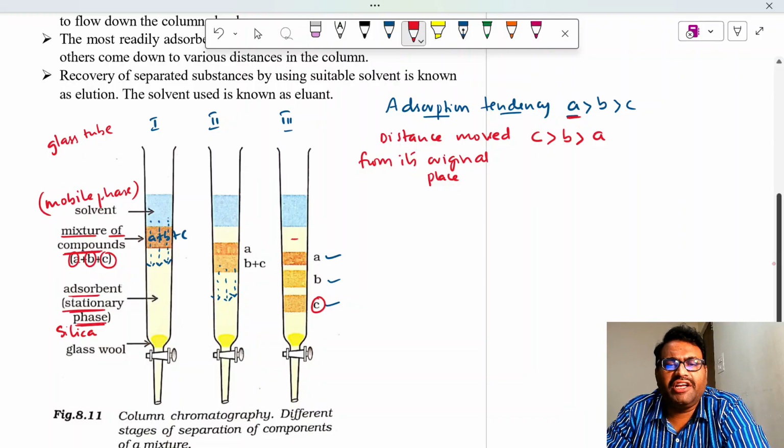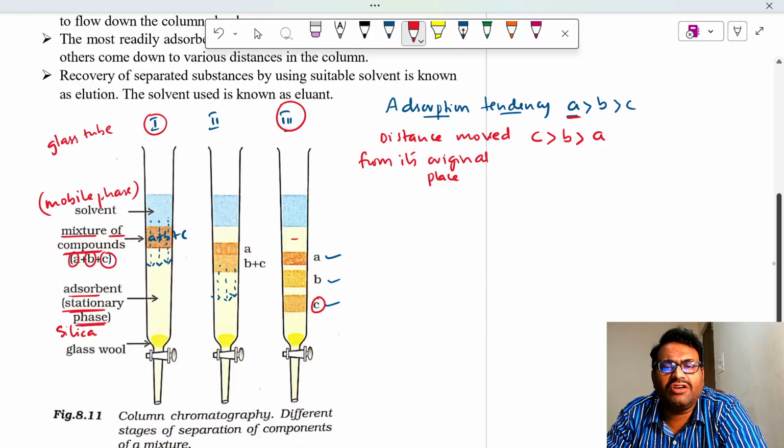Now let us see. Here in the first diagram, if you see, the components of the mixture are not separated. But in the third diagram, if you look, all the components are separated. So by this method, did we separate the components of a mixture? Yes. We separated the components of a mixture.